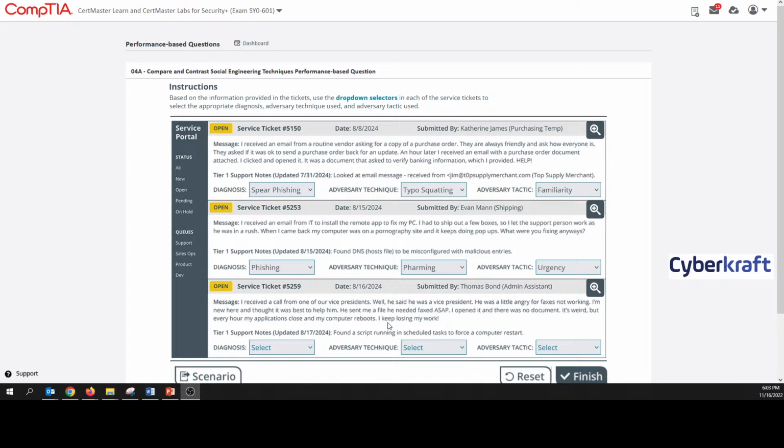Okay, so that's a ticket. And then Tier 1 support says, found a script running in scheduled tasks to force a computer restart. So Tier 1 support found a script in scheduled tasks that forces a computer restart. And I think that's all that we see here. Every hour my application's closed. So every hour that happens.